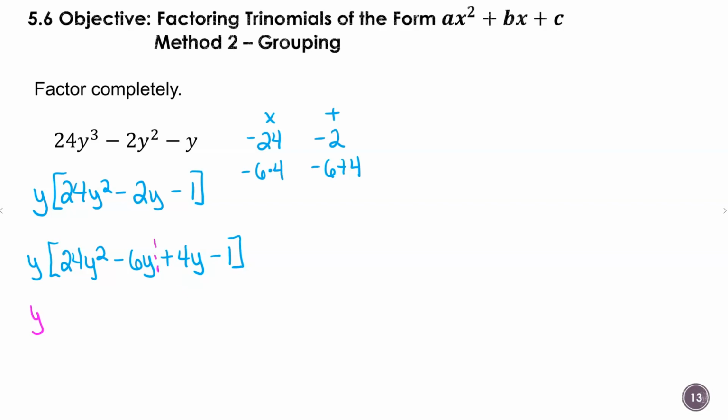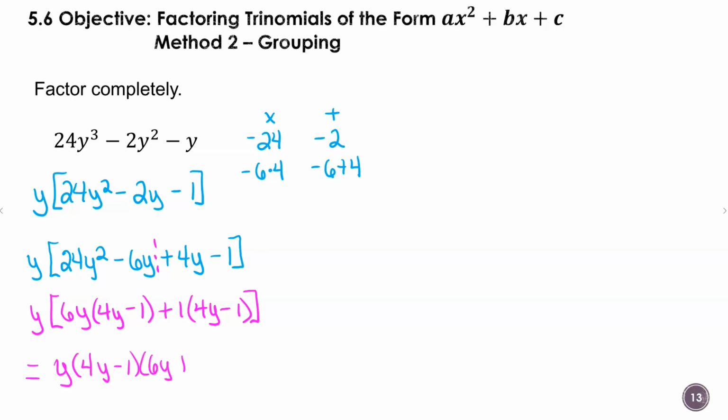We take out a common factor of 6y, and then that's going to leave me with 4y minus 1. Here's another one where we only have a common factor of 1, and that leaves me with 4y minus 1. And then factored form. Don't forget that last step. We have y times (4y minus 1), my common binomial, times (6y plus 1), my other binomial.